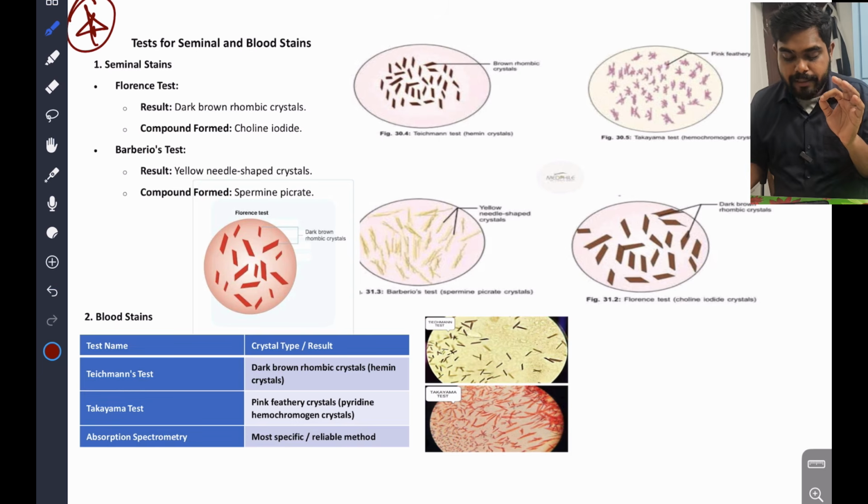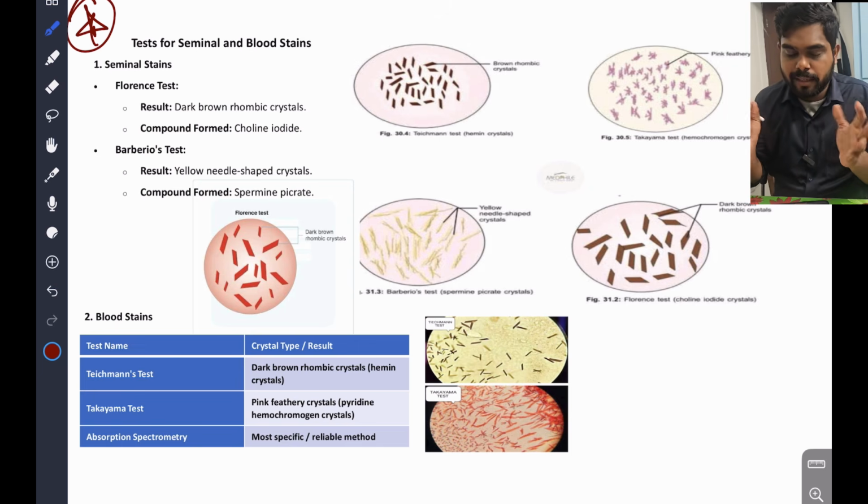Very important: test for seminal and blood stains. This is very important in identification, post-mortem identification, or any unnatural death or rape, where some event has happened. The police will come, and they will have some stains there. In case it is a rape, they have to check for seminal stains.